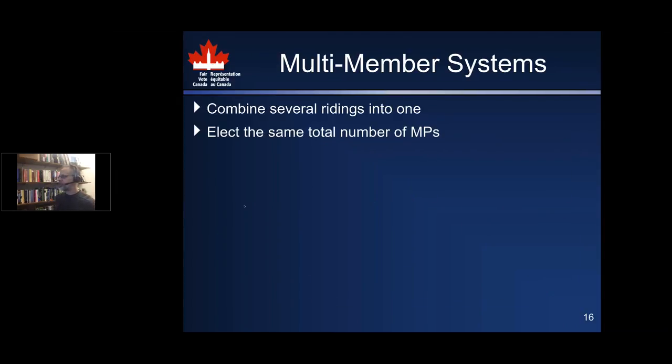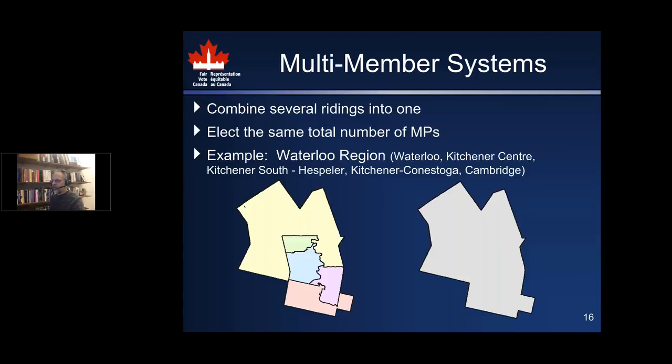So, multi-member systems in review. They combine several ridings into one riding, but elect the same total number of MPs. If we took an example, Waterloo region, where Anita and I live, there's five ridings that make up this region, shown there on the left. Those might be combined in a multi-member system into the one district on the right that covers the same area.